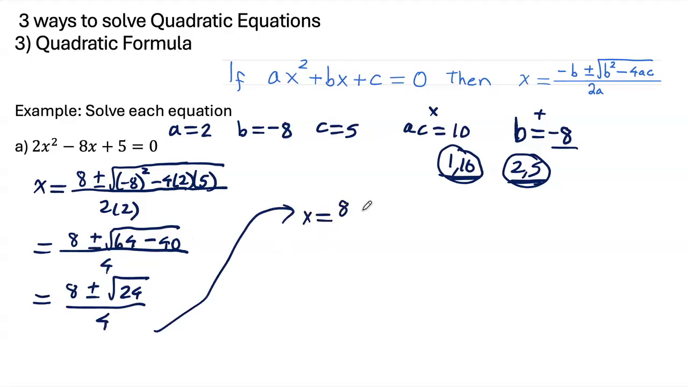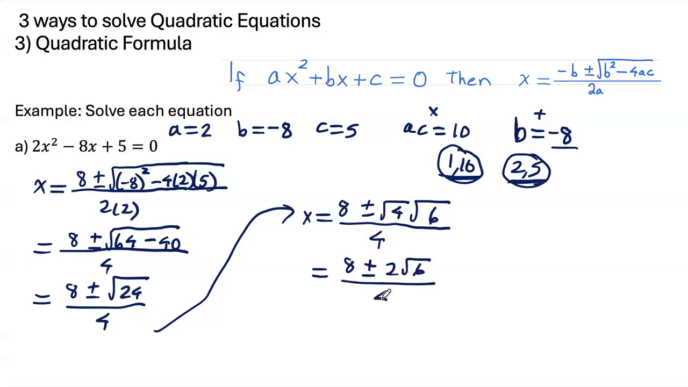You gotta find a perfect square, the largest perfect square that goes into 24. If you don't know what I'm talking about, please see my video on radicals. 24 can be broken up into the square root of 4 times the square root of 6. Square root of 4 is 2.